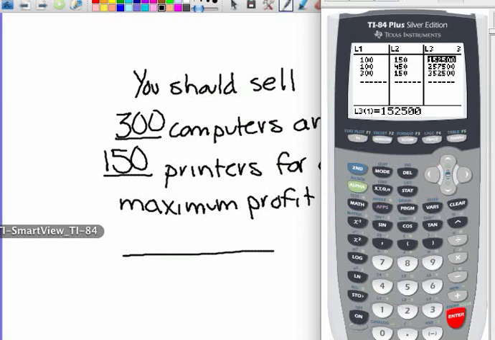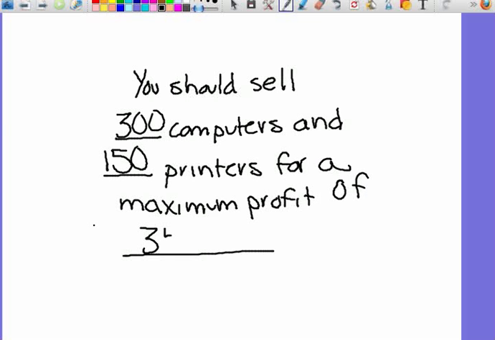Let's check again. And 352,500. That's not 3 million. 352,500 is your maximum profit. You always finish one of these problems with a complete sentence, and we are done.